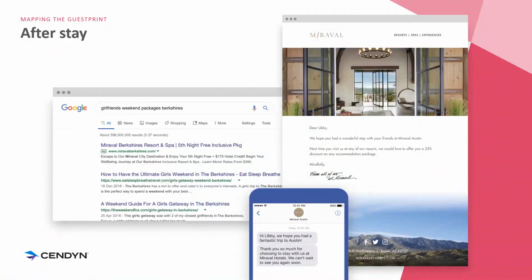And because Miraval has that centralized guest profile, we can ensure that as she's starting to search for that trip, our ad is at the top of the list for a property that we have opening with a special discount, which lets Libby know she's seen, she's known, and that her loyalty to the brand is being taken into consideration.